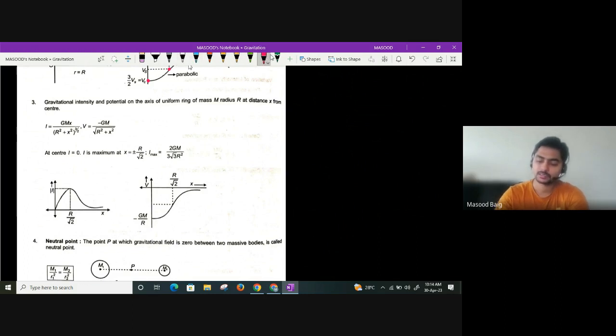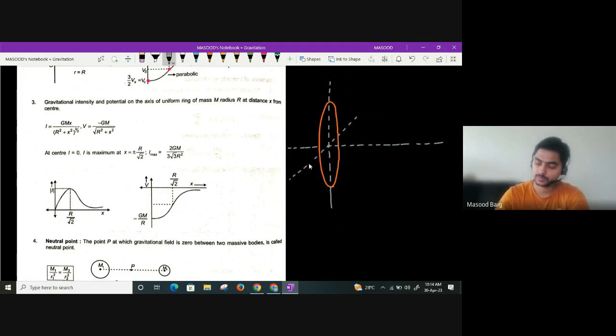Let us imagine that we have taken a ring and placed it in the yz plane, guys. So what would be the axis of the ring? The x-axis will be considered as the axis of the ring. They will ask you to calculate. So this will be your y-axis. This would be your z-axis.